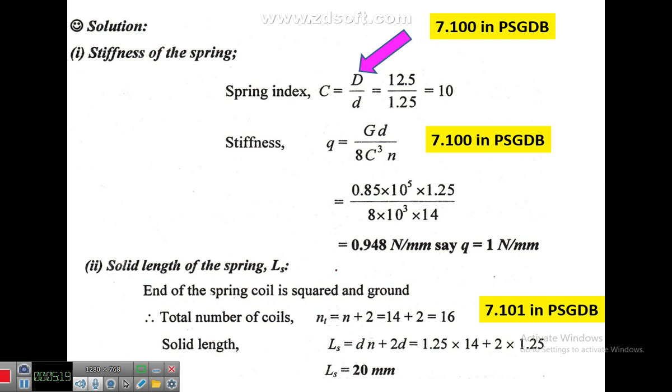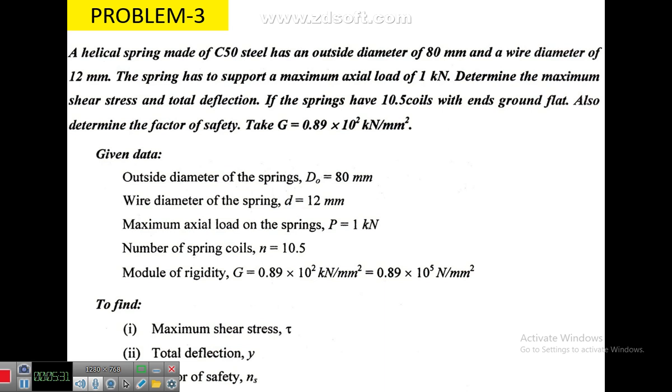Then coming to the LS formula in the same page, it is d small d into n plus 2d. So substitute all the values, you're going to get 20 mm. So finally we attain two answers.